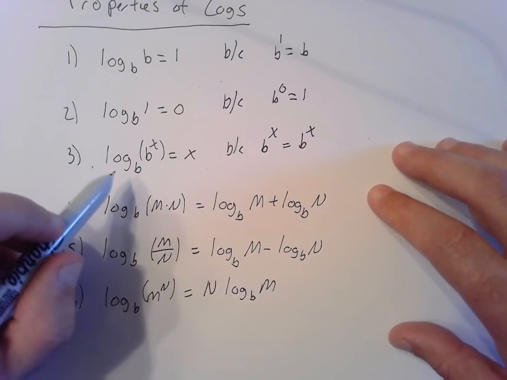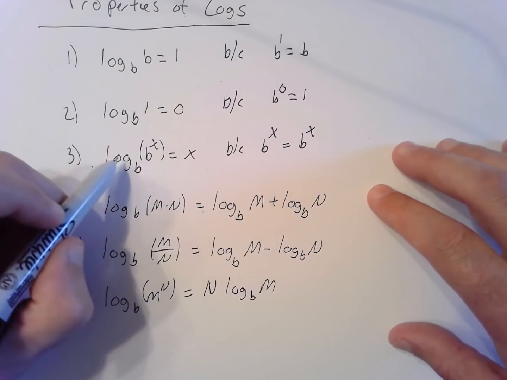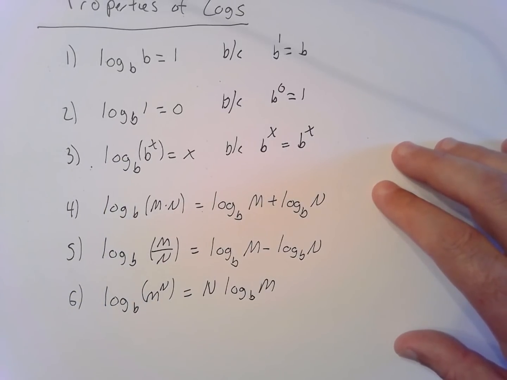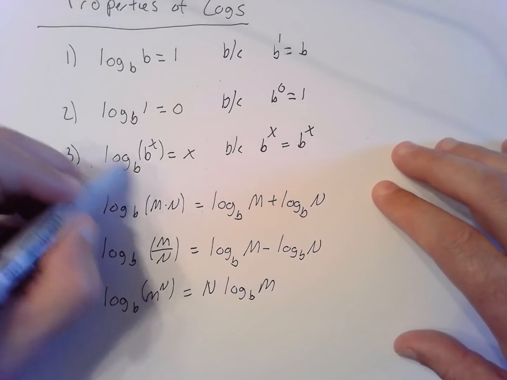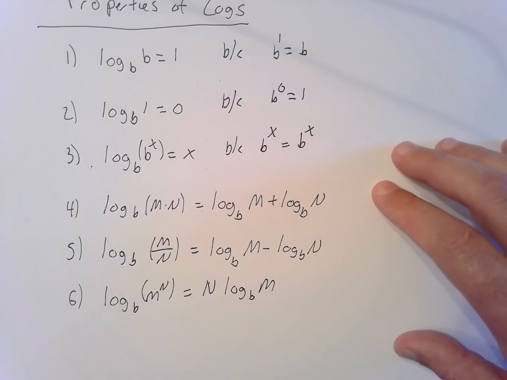Okay. Another way to think of it: this exponential function and this logarithmic function are inverses of each other. That's the entire point of this video. Logs are inverses of exponentials. If you have inverses, they cancel each other out, leaving behind just x. And then I'll use Rule 6 in a minute to prove Rule 3 again.